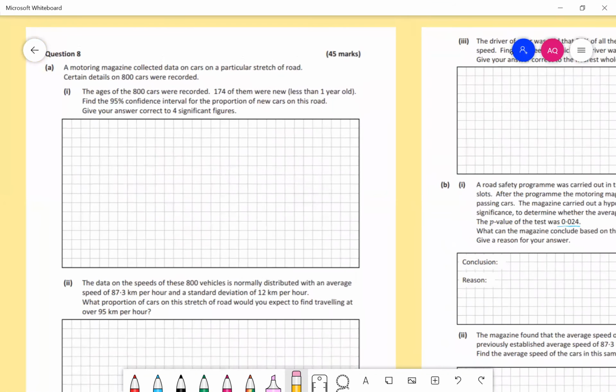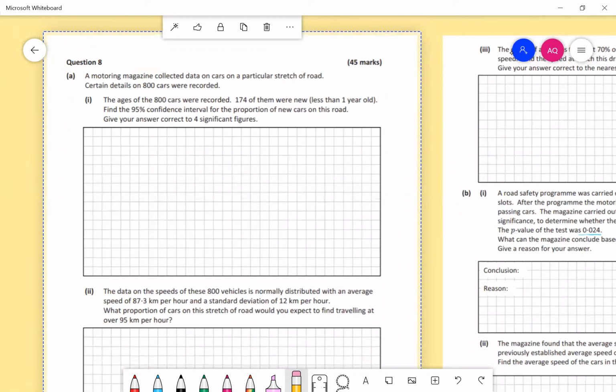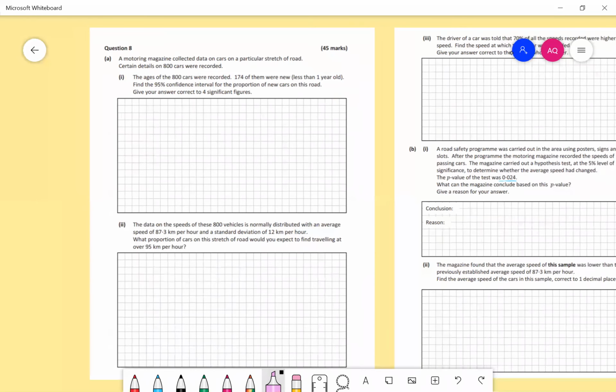So we have a motoring magazine collecting data on cars on a particular stretch of the road. Age of the cars, 800 cars were recorded, 174 were new. Find the 95% confidence interval for the new cars on the road. First of all, we have to think about, are we looking for a confidence interval for a mean or a proportion? Okay, so we have this proportion here. So we know we're looking for a confidence interval for a proportion.